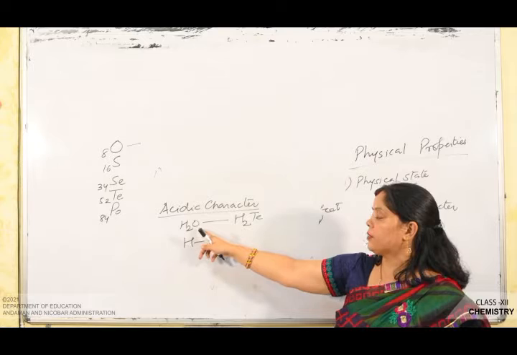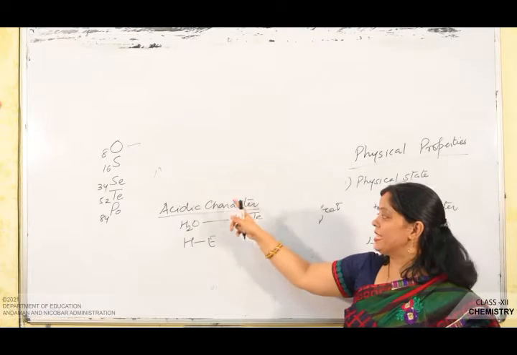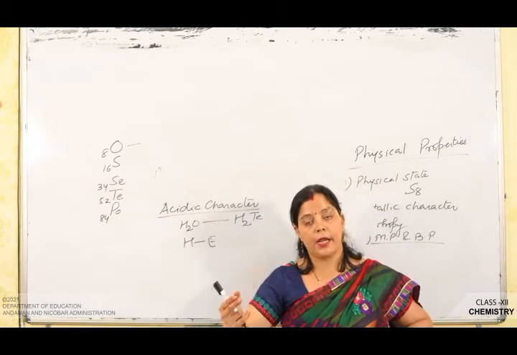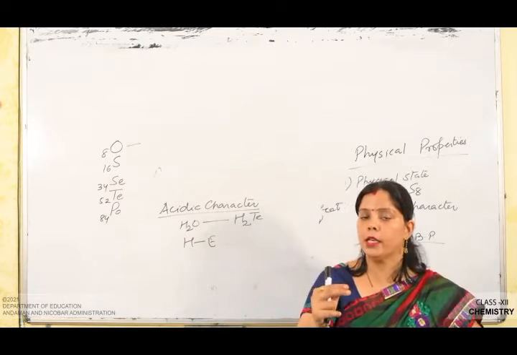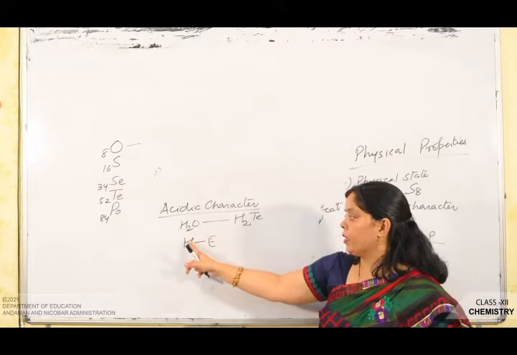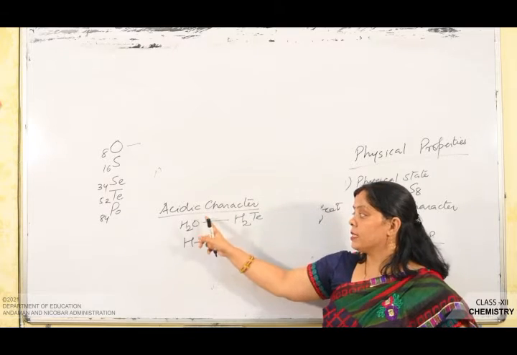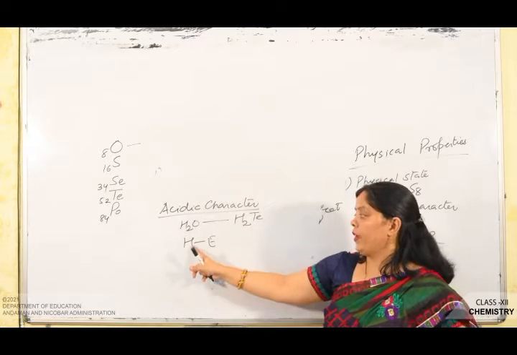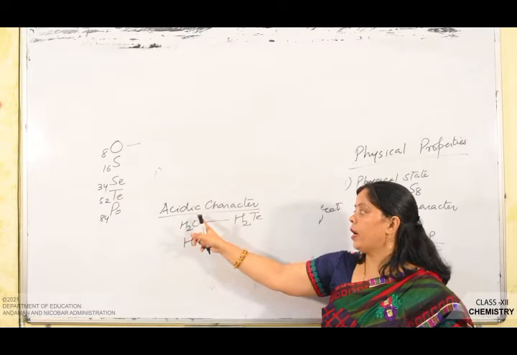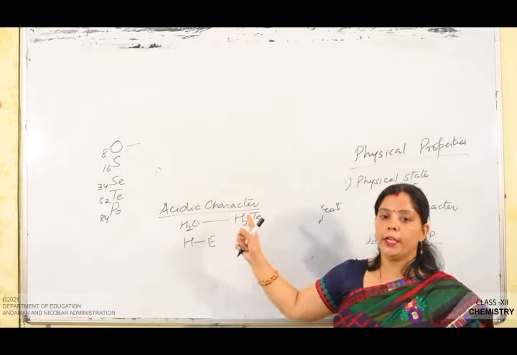of the hydrides of group 16 also increases from H2O to H2Te, because acidic character means the tendency of a compound to liberate the H+ ion, and any compound can easily liberate the H+ ion if its bond dissociation energy between H and the group 16 element is very low. So since the bond dissociation energy of the H-E bond decreases, the acidic character of the hydrides of group 16 increases from H2O to H2Te.